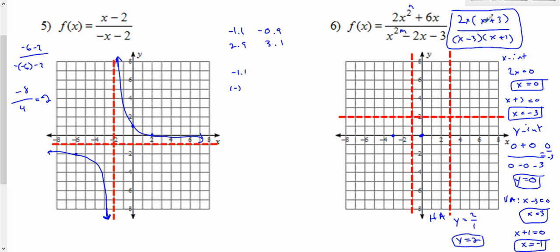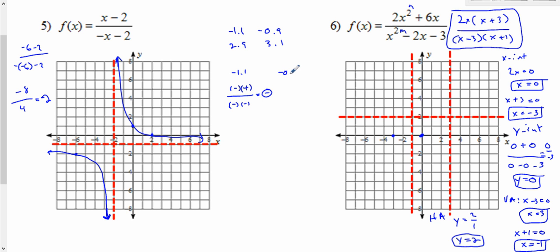When I plug in negative 1.1 and add 3, I will end up with a positive value. When I plug in negative 1.1 and subtract 3, that would be a negative value. When I plug in negative 1.1 here for x plus 1, negative 1.1 plus 1 is a negative value. So I end up with 3 negatives, which is a negative answer.